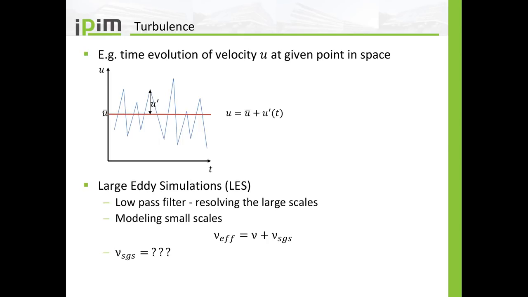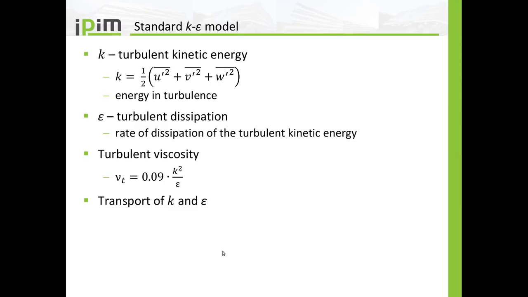Now, also in this case, very similar to the RAS models, we are using an effective viscosity, which is the sum of the physical viscosity and a model viscosity, which is called in this case subgrid scale viscosity. And the question is, how do you calculate that? In most of the LES simulations, it is given by a constant value of 0.094 multiplied by delta and multiplied by the square root of k, this turbulent kinetic energy that you saw also in the standard k-epsilon model.